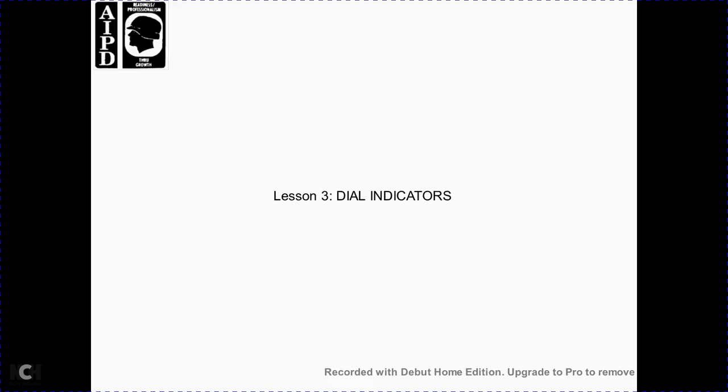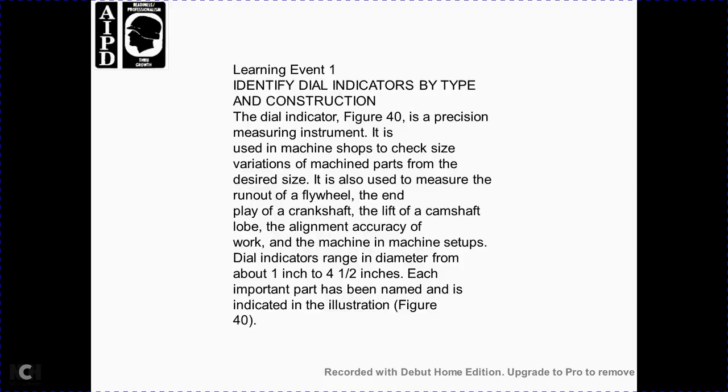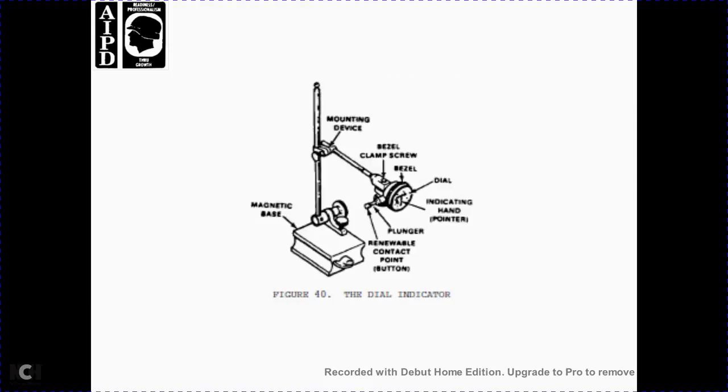Lesson 3, dial indicators. Identify the dial indicator and the types of construction, figure 40. The dial indicator is a precision measuring instrument used in the machine shop to check the size variation of machine parts, and also for measuring runout on wheels, plates, crankshafts, camshafts, and similar parts. The main dial indicator range has a diameter of about 1 inch to 4.5 inches. The important parts are named on the illustration, figure 40.